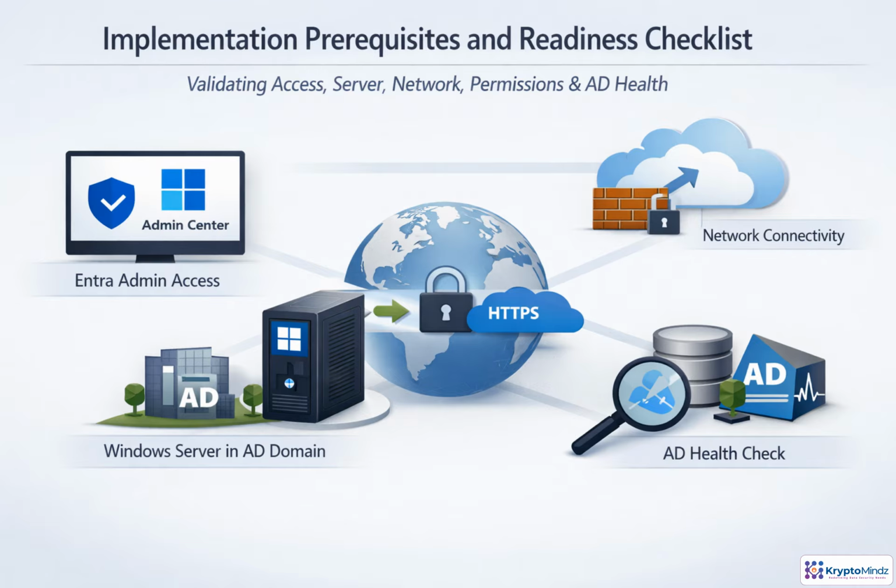Before installing the provisioning agent, treat readiness as a gate, not a formality. Confirm that you can administer the tenant in Microsoft Entra with the right hybrid identity or global permissions. Choose a supported Windows server joined to the target Active Directory domain. Verify outbound HTTPS access to the required Microsoft Cloud endpoints because the agent initiates communication outward.